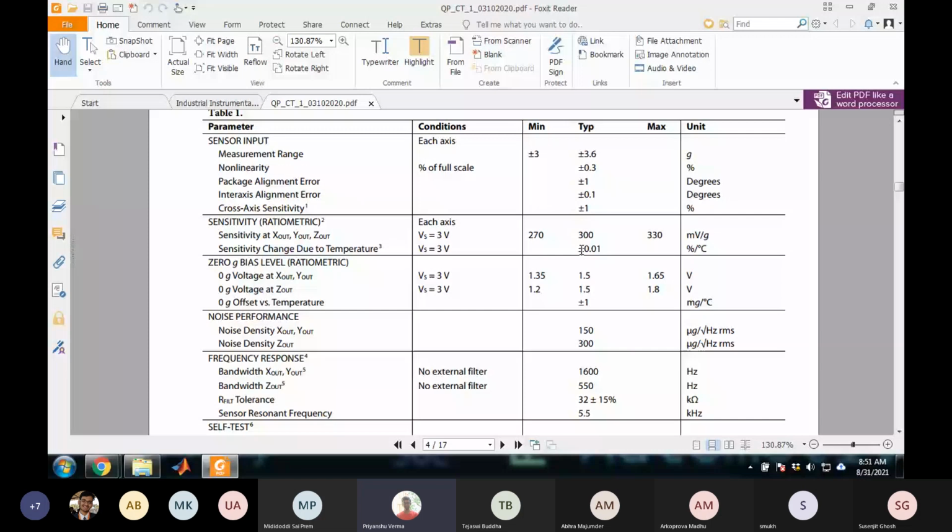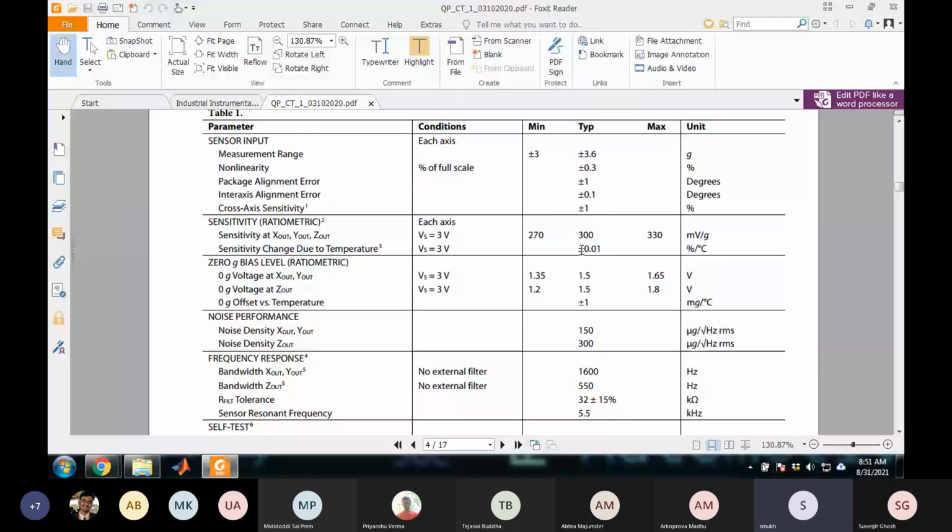Sir, 20 degrees. So it's 0.3 millivolts per G per degree centigrade. Now the change is 0.03, because the percentage was 0.01% and the value is 300. So the change is 0.03 millivolts per G per degree centigrade.